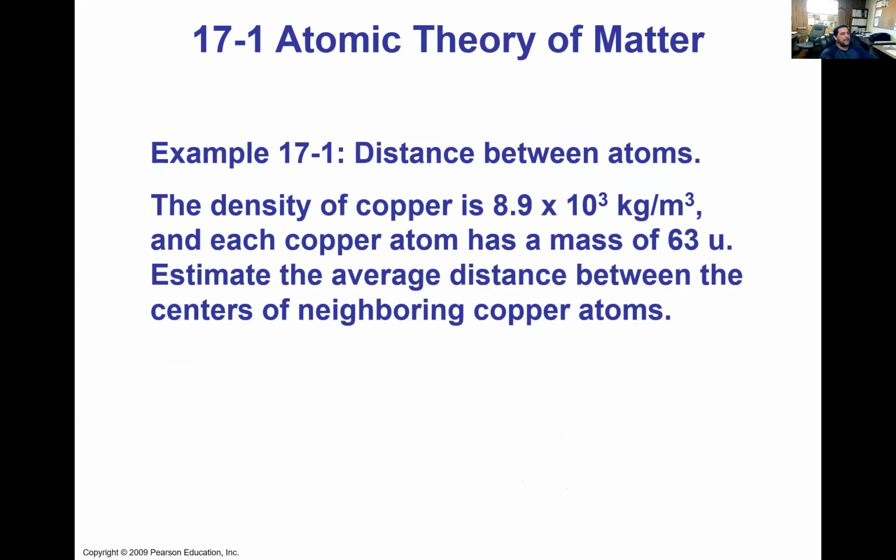The first example we're going to take a look at is what's the distance between atoms. So we're given the density of copper is 8.9 times 10 to the third kilograms per meter cubed. Each copper atom has a mass of 63 unified atomic mass units. Estimate the average distance between the centers of neighboring copper atoms. So let's switch over to a whiteboard. Take a look at this.